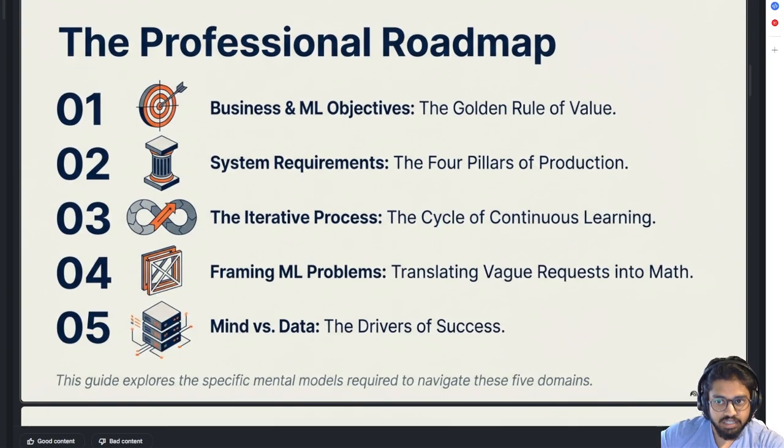So what are the things that we will be covering? I'll walk through the entire chapter fast. What are the areas that we will be covering in the chapter? The first thing is understanding business and ML objectives. What is the golden rule of value? And then the system requirements, the 4 pillars of production when you are working on production level applications. And then the iterative process, framing ML problems, and mind versus data, which actually outperforms and drives the success. Those are the key things that we will be discussing today.